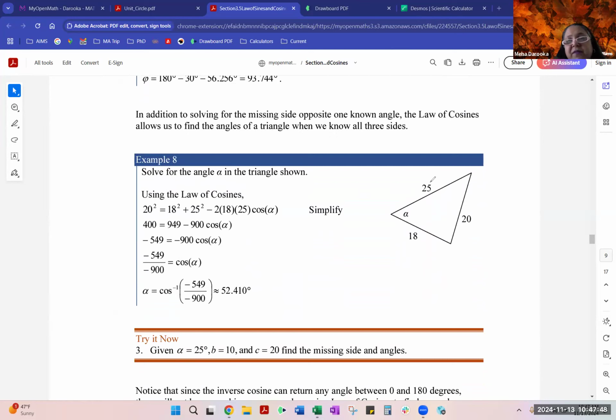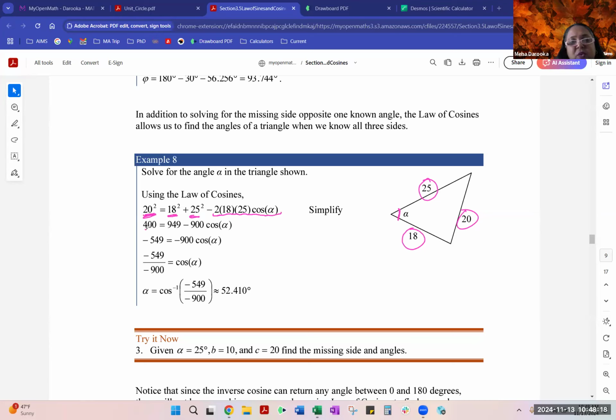So obviously we have 25, 18, and 20. Same thing, use one of those formulas. Since they're calling this angle alpha, you can base it on that. So the side opposite to angle alpha is 20. That's 20 squared is equal to 18 squared plus 25 squared, and of course, minus 2 times 18 times 25, and then you have cosine of alpha. Obviously, all the numerical numbers can be simplified and solved.